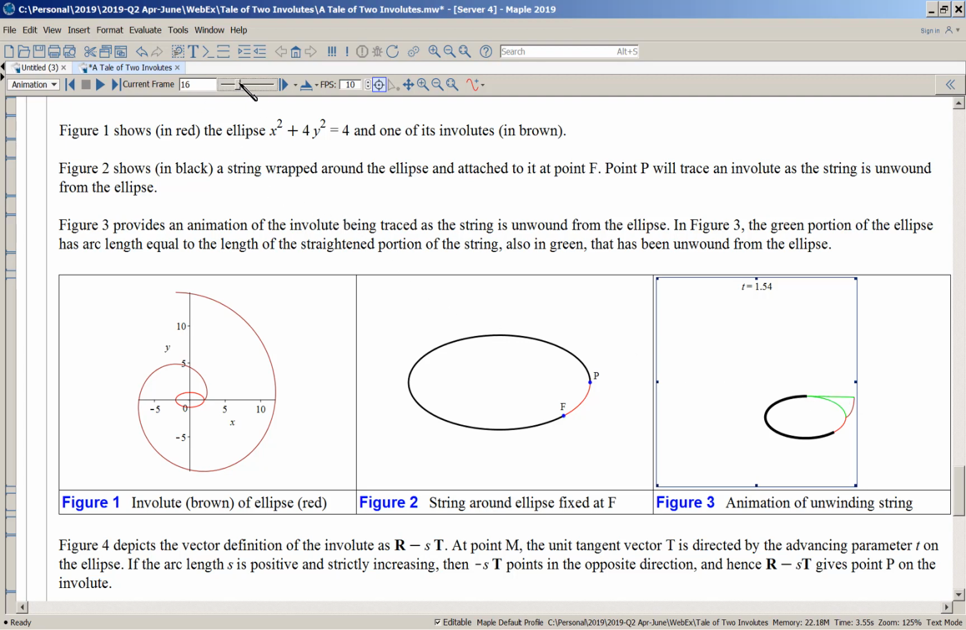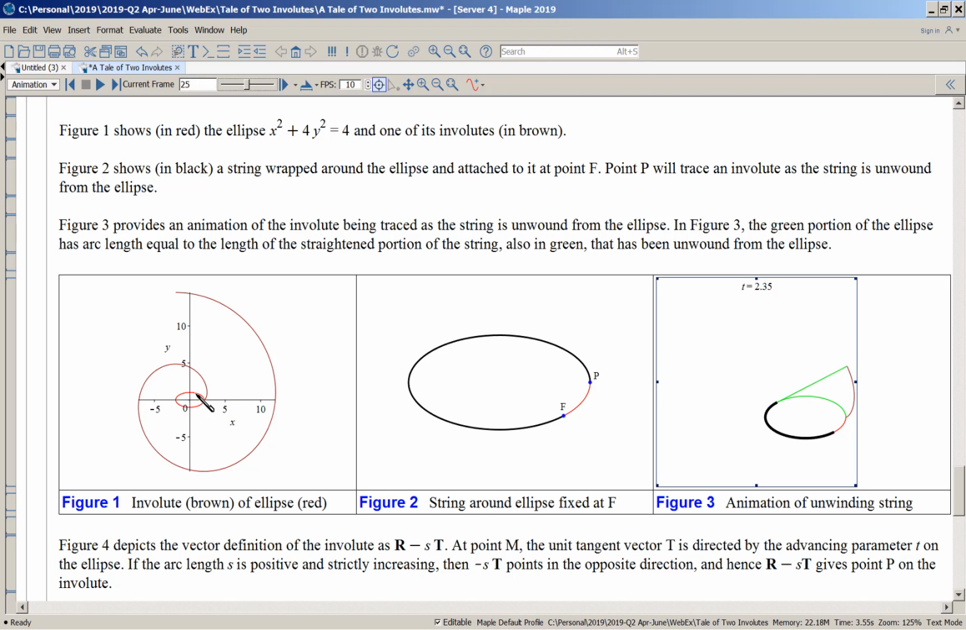So here, let's increase the number of frames, and you can see how the involute gets traced with this geometric idea of the piece of string unwound tautly from the ellipse. And you can tell that if this point P had been altered, had been moved, then the involute would leave from a different point.